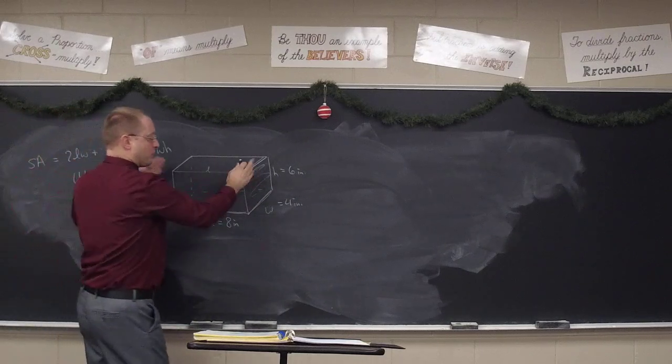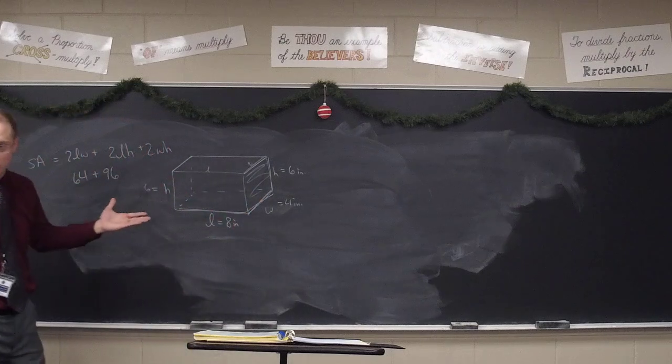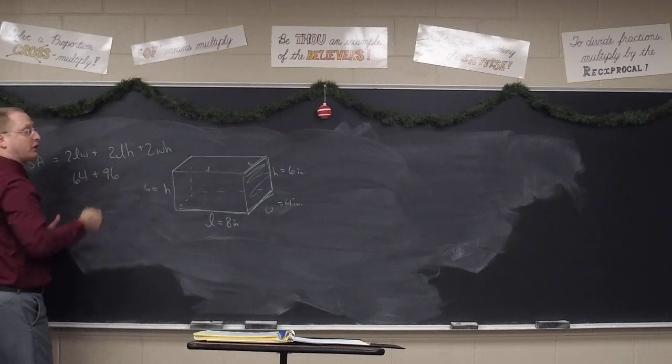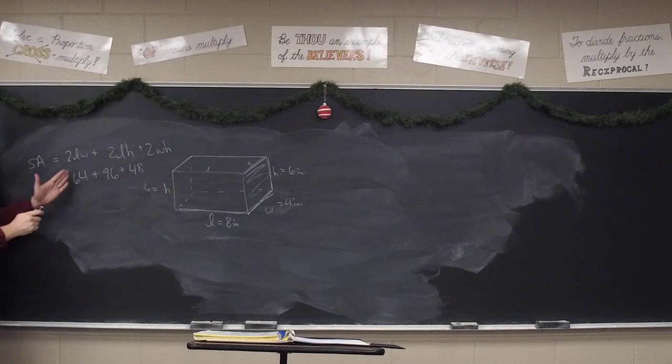And then we've got the ends of the box, right? That's 4 by 6. Well, what's 4 by 6? 24, but double it because there's also another side over here. 48. And you just add all the numbers together.